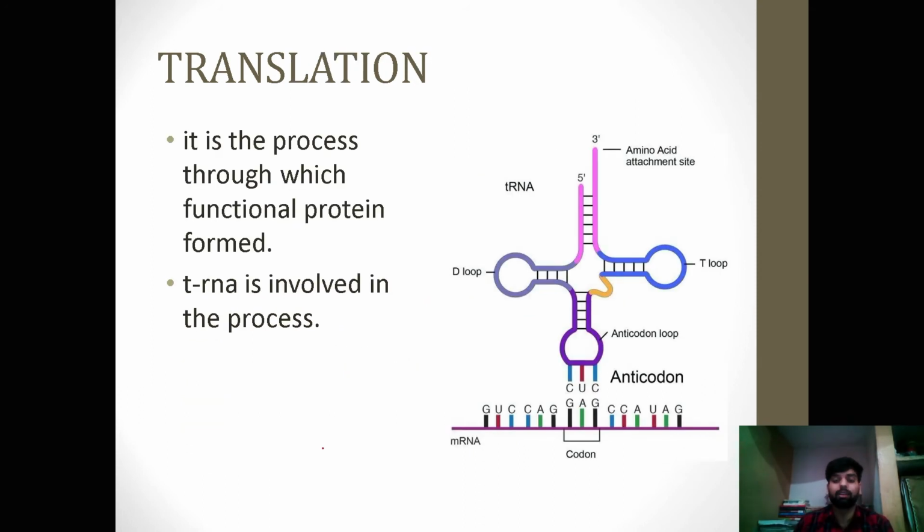In translation, we will form the protein, and the tRNA governs this whole process. We can see the structure of the tRNA molecule here, where there is a T loop, D loop and anticodon loop. The T loop is also known as the pseudouridine loop, and there is an attachment site at the 3' end, with a conserved sequence of CCA.